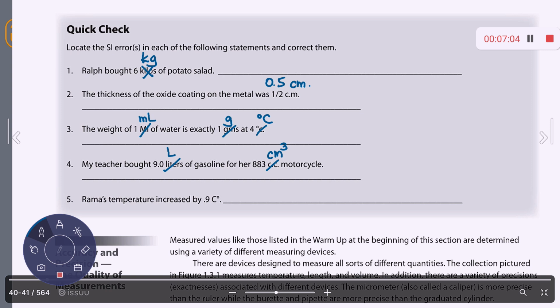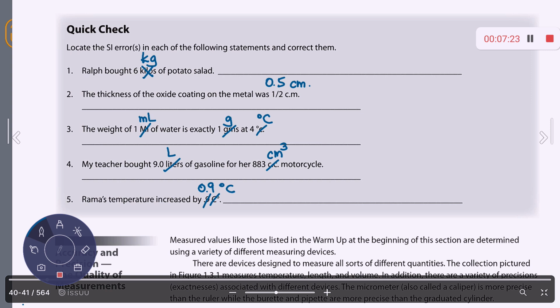Number 5, Rama's temperature increased by 0.9 degrees C, or C degree. 0.9, 0 goes in front of the decimal point, and then the degree symbol goes in front of the Celsius. We good on that? Awesome. Let's move on to bigger and better things.